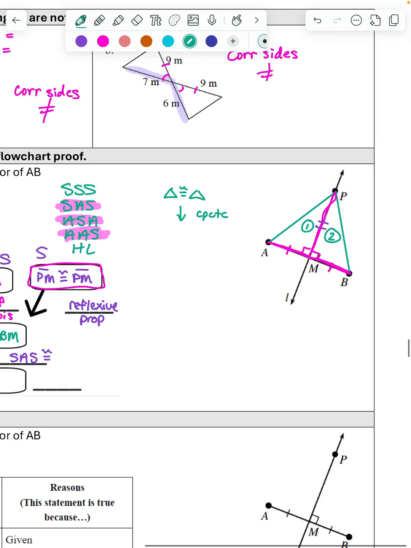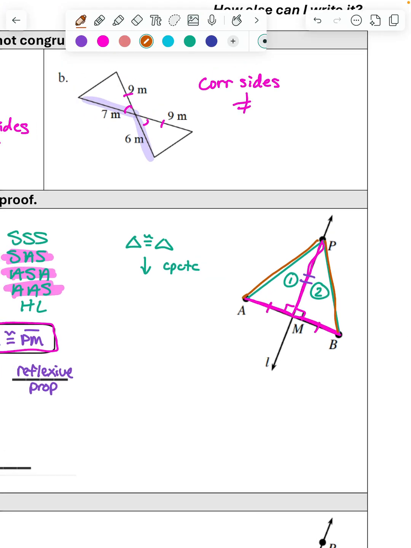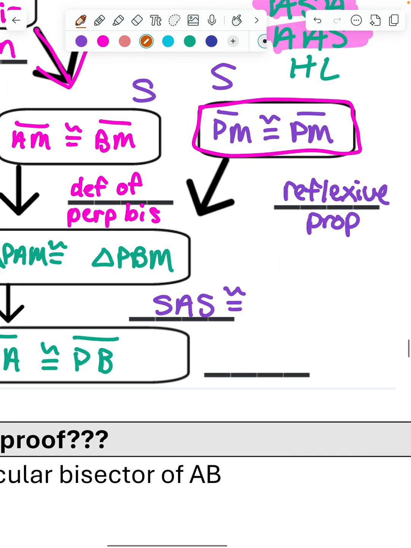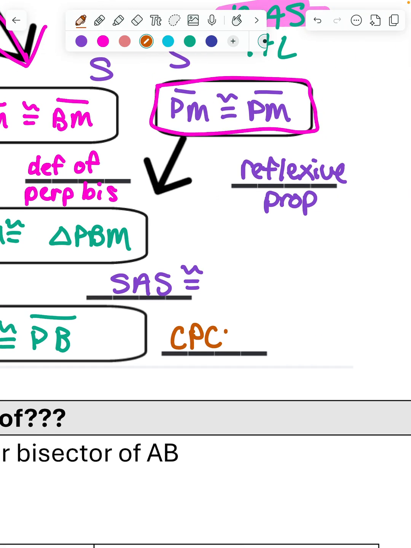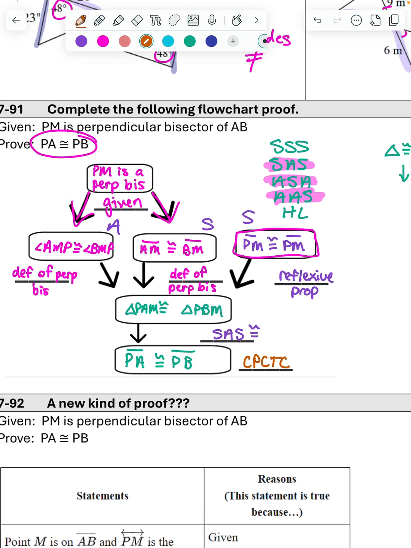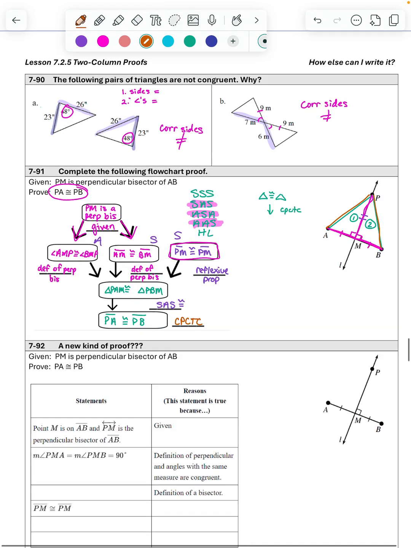So because these two triangles are congruent, I'm allowed to say that PA is congruent to PB because they're parts of these congruent triangles. So our reason for being able to say that PA is congruent to PB is because of CPCTC. Corresponding parts of congruent triangles are congruent. So that's how we're used to seeing proofs done.